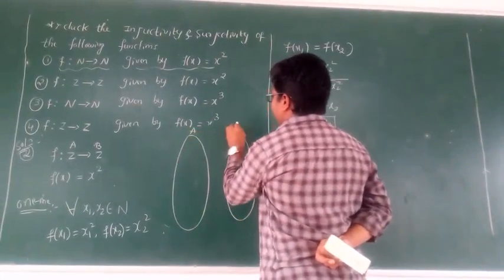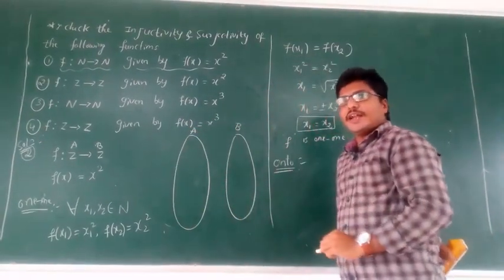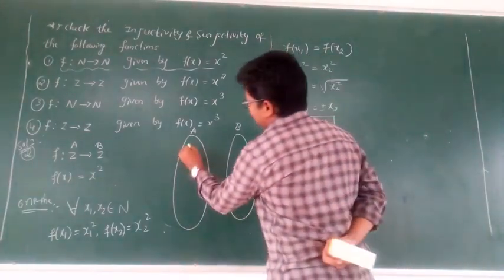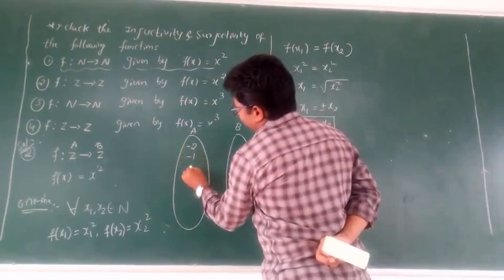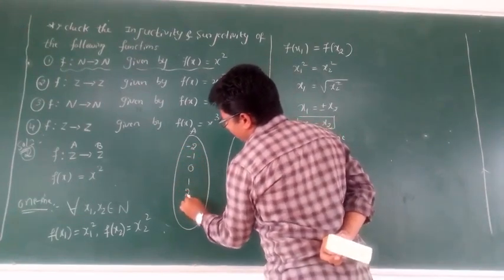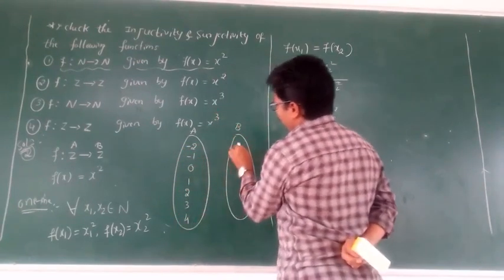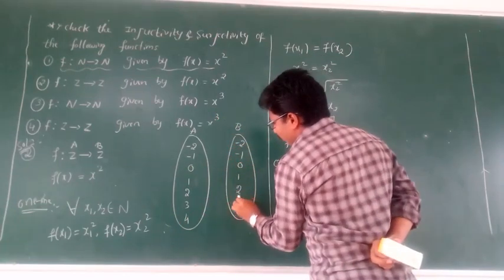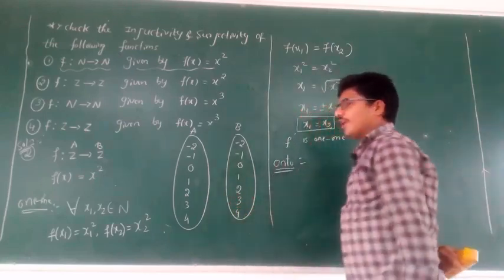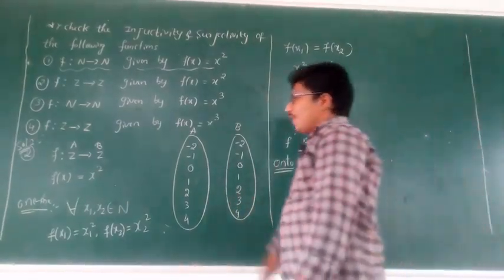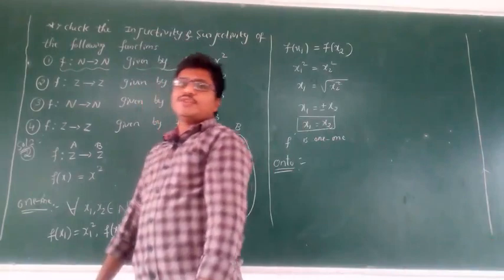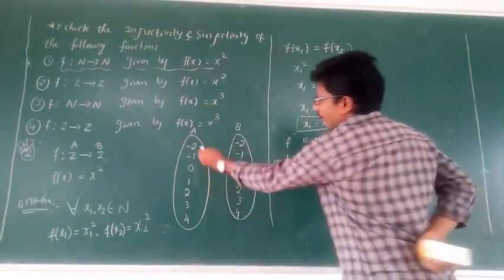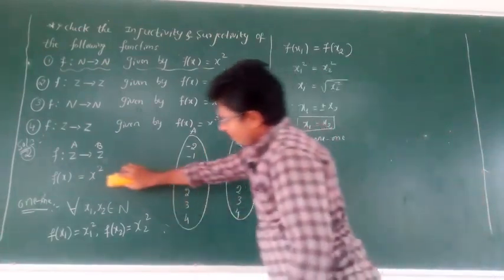This is set A and this is set B. Write the integers, from minus infinity to infinity. We can take some numbers only: minus 2, minus 1, 0, 1, 2, 3, 4. Now first you have to check whether it is one-one or not. Check that. Let us fill up minus 2 and see what happens.